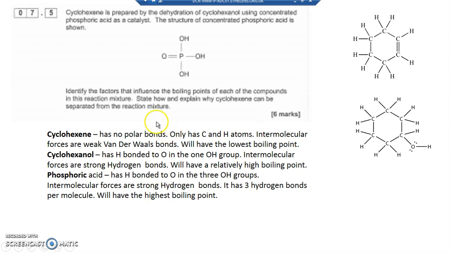So we've explained that. Explain how cyclohexene can be separated from the reaction mixture. So what you're going to use is distillation. You might use fractional distillation because you've got a mixture of 3 different liquids. So fractional distillation or distillation to separate liquids with different boiling points.